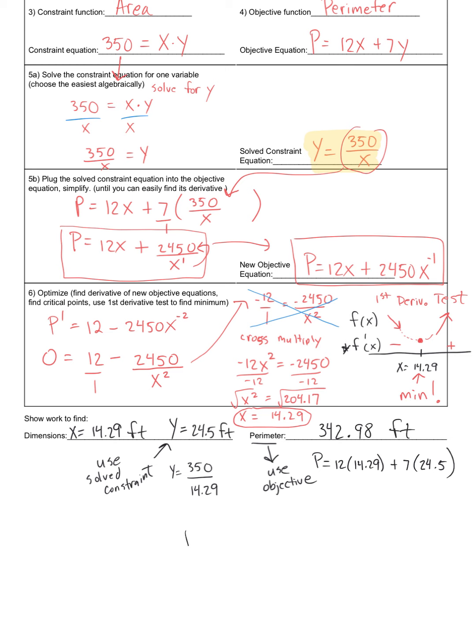All right, Calc, I hope that helped. Optimization is not easy, a lot of steps. But hopefully just keeping it simple to area and perimeter of rectangles is manageable for you.